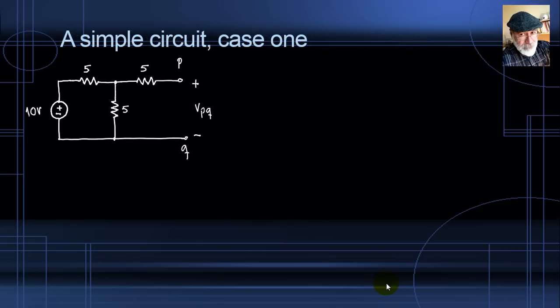Let's begin with a very simple circuit. Case 1. We have 3 resistors, 1 voltage source, and the question is, what is the voltage VPQ? I have another question, but this one is for you. What is that current there? You say that is the current into an open circuit. That current has to be 0 amps.